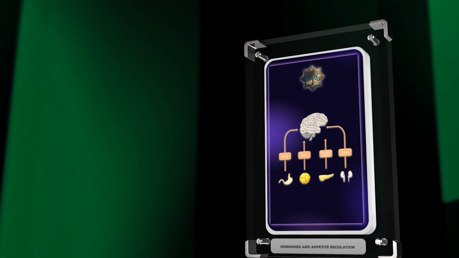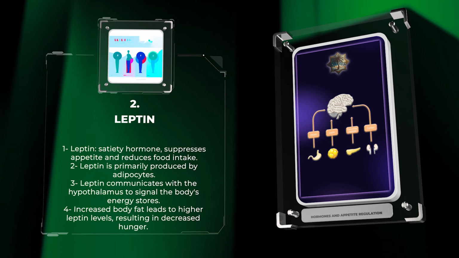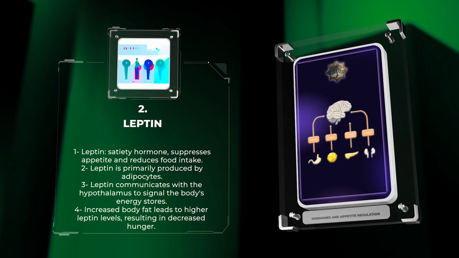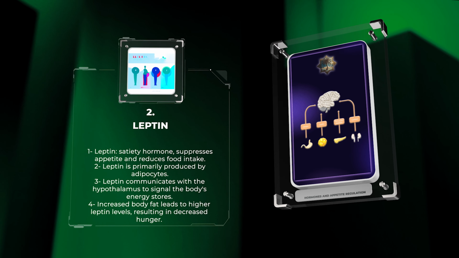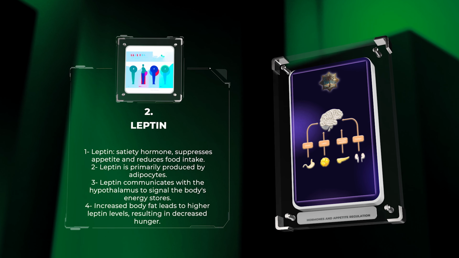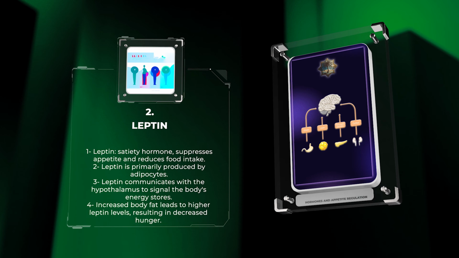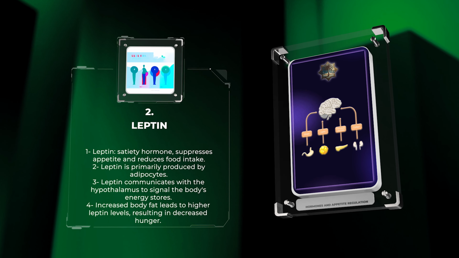Moving on to leptin, an adipose tissue-derived hormone that acts in direct opposition to ghrelin. Leptin is known as the satiety hormone as it suppresses appetite and reduces food intake. It is primarily produced by adipocytes and communicates with the hypothalamus to signal the body's energy stores. When body fat increases, leptin levels rise, leading to decreased hunger and increased energy expenditure.